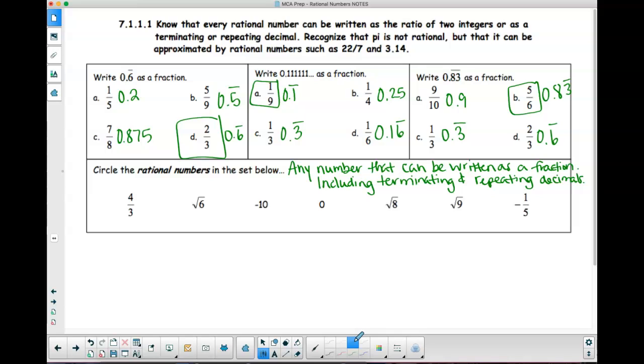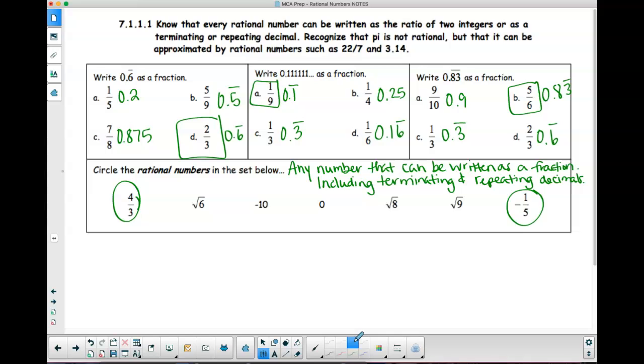Izzy? 4/3. How come that one's rational? Izzy, why did you choose that one? It's a fraction, right? Any number that can be written as a fraction. So that's a fraction. It's rational. Can you pick out any others then? Really? Negative 1/5. It's a fraction. Can you pick out any others? Any number that can be written as a fraction.